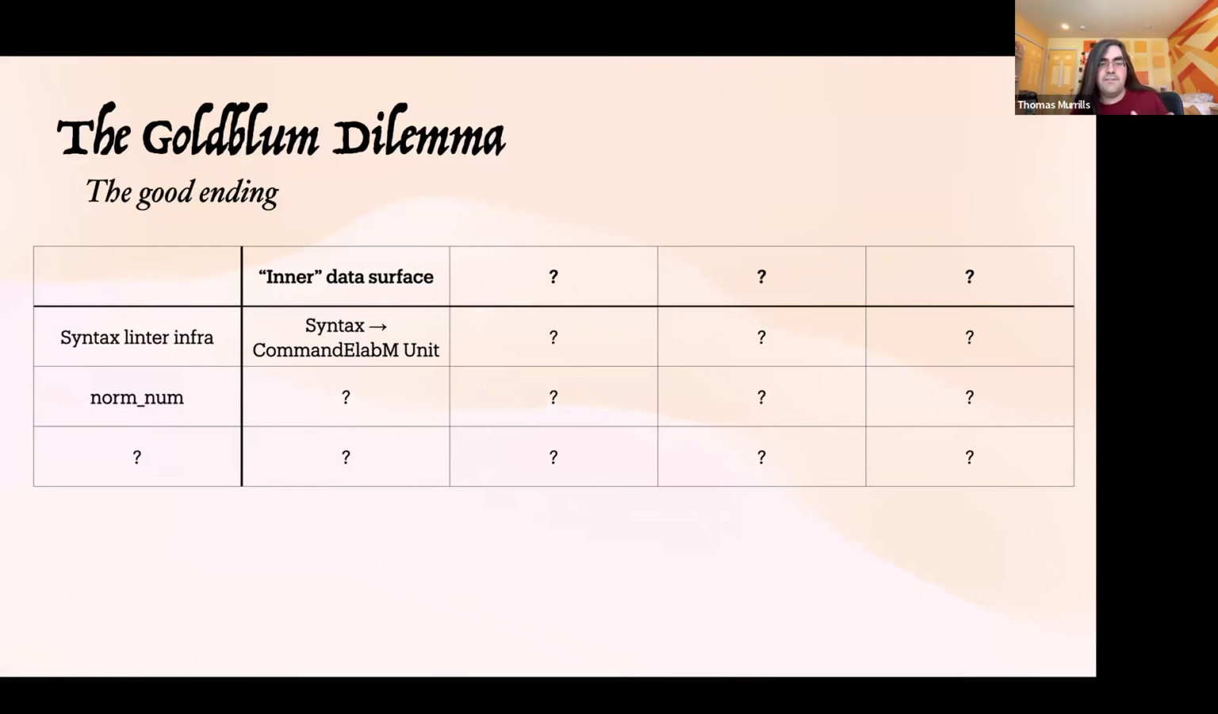So the first aspect of this design that I think is relevant is the inner data surface, right? Syntax linter infrastructure takes in the syntax of your command, and it takes in the info trees, all of those artifacts generated. And from that, it's able to perform its actions. So by providing this data surface to all linters, right, the linters themselves don't have to worry about going and getting it. They don't have to, for example, reread source and reparse the command.